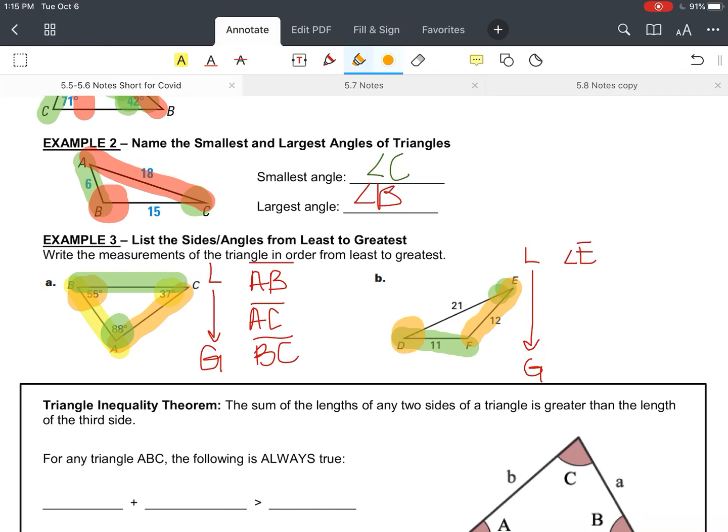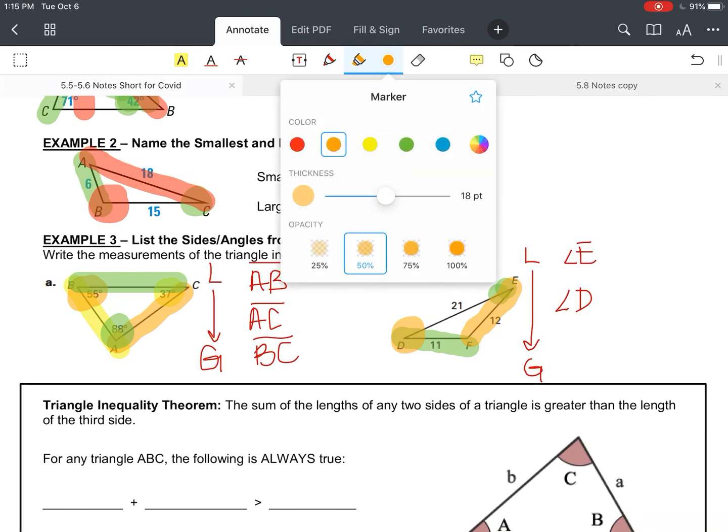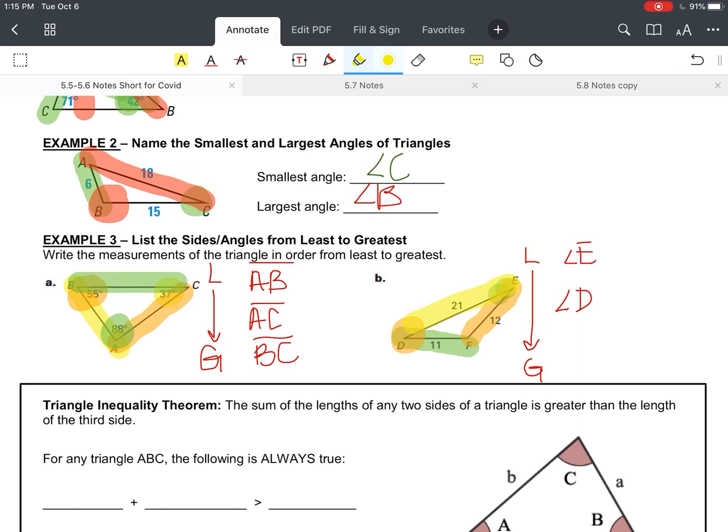Continuing on with this, 12 is my next smallest side. Angle D is the one not touching 12, so that will be my next. And then my biggest side is 21. So angle F is opposite. That's the last one.